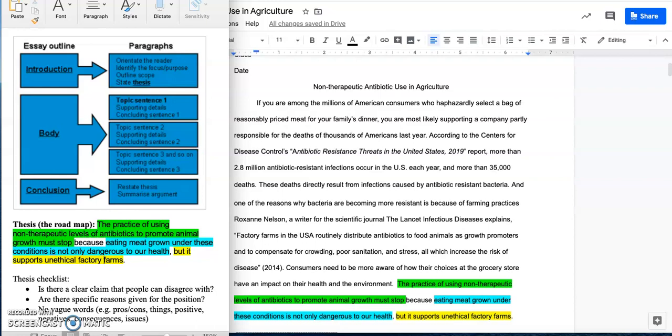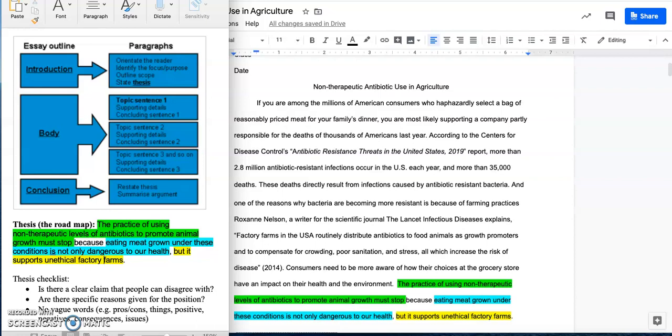Is there a clear claim that people can disagree with? This is important. The practice of using non-therapeutic levels of antibiotics to promote animal growth must stop. That must stop part is the key. Some people would say, no, it doesn't have to stop. Things are perfectly fine. I like my chicken to be nice and robust and big. As you're looking at your thesis statement, ask yourself about your claim. Is it equally as argumentative, I would say, because that's what we're doing. We're contributing. We're trying to advance an argument forward to one degree or another.